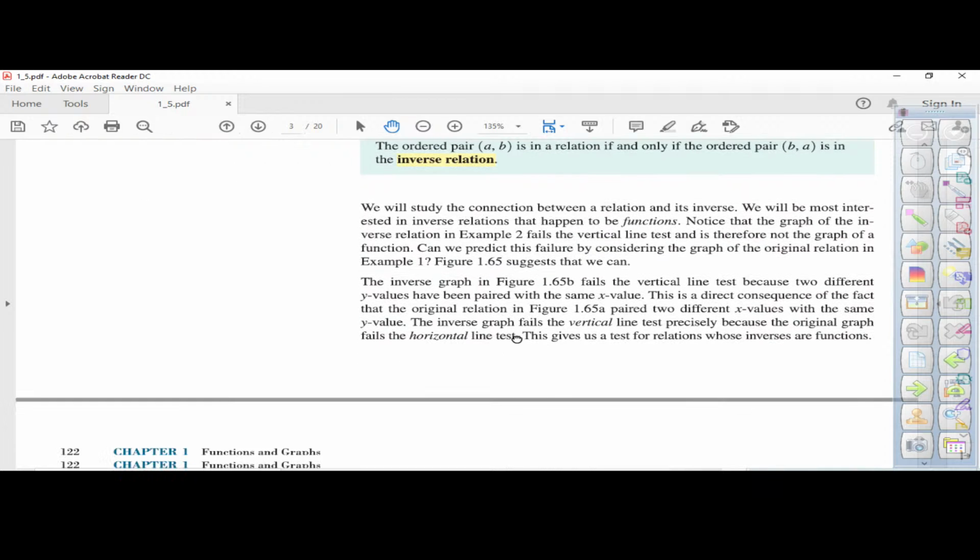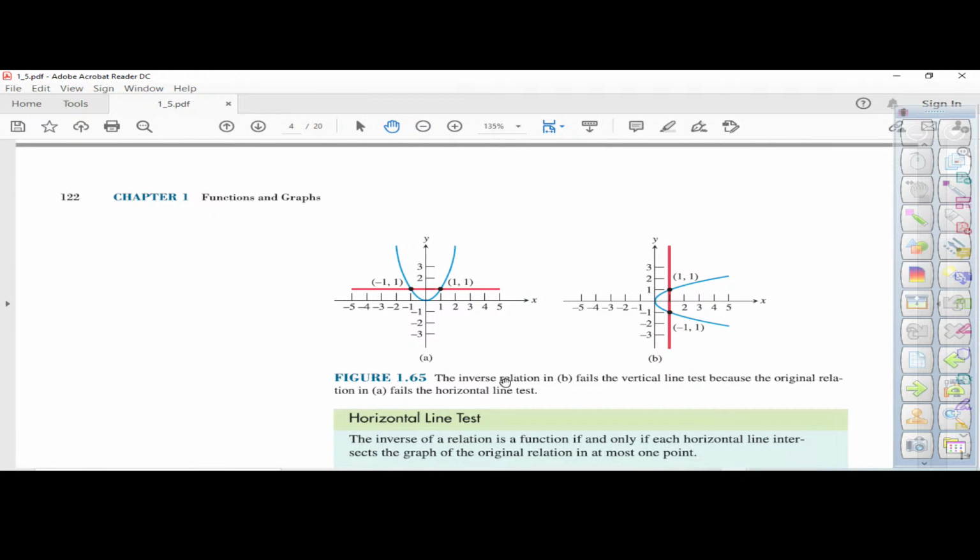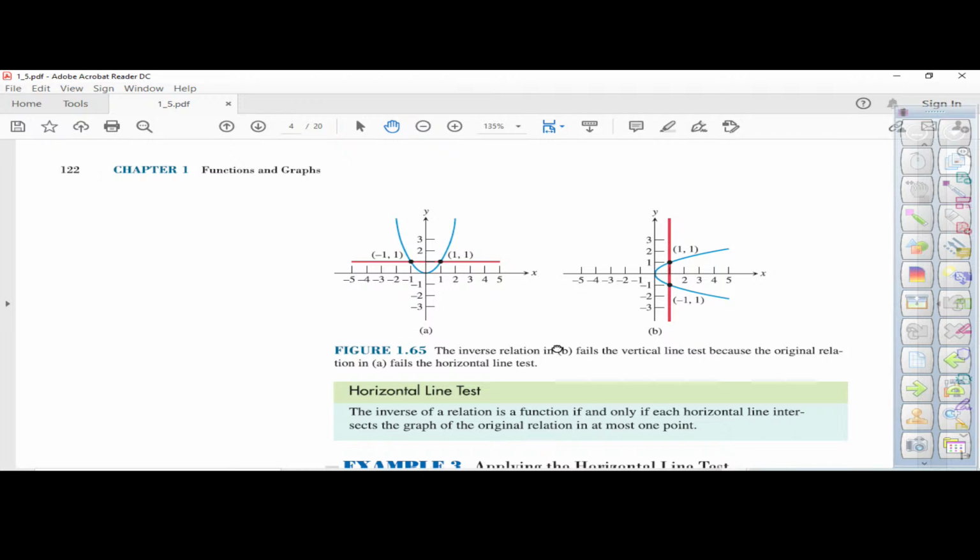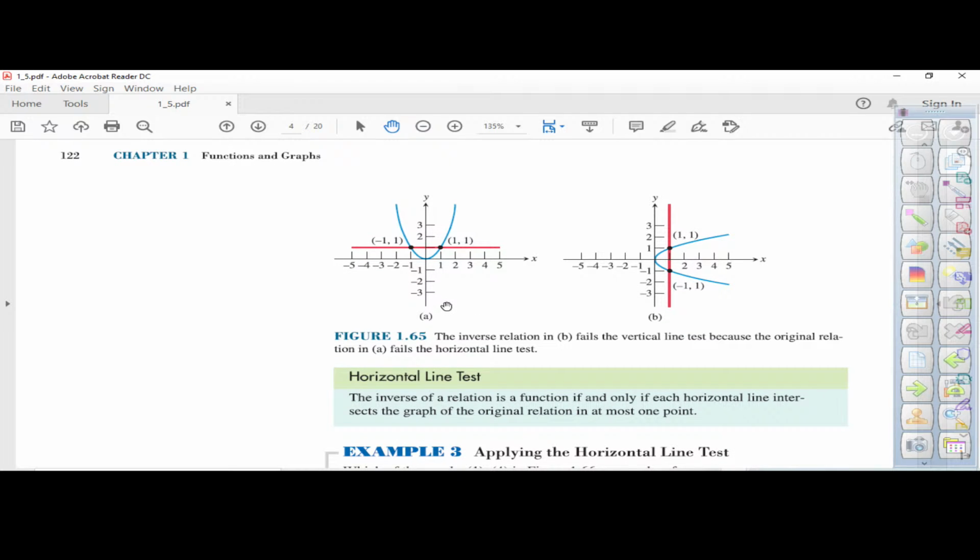Well, this is what it says here. You basically have at the top here, do you think this is a function? Is A a function? Is the graph of A a function here?